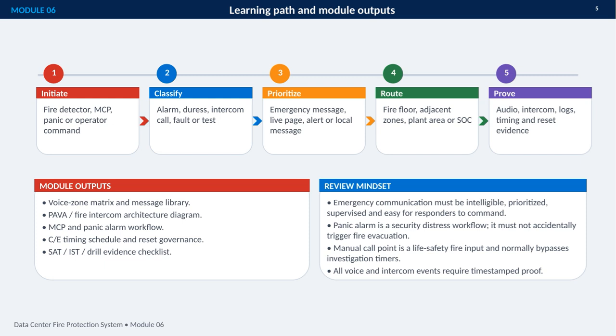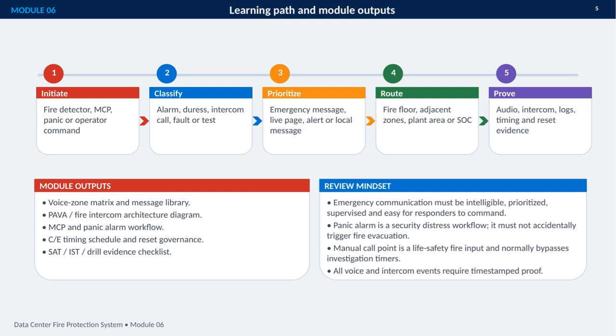The module outputs include the voice zone matrix, message library, PAVA and fire intercom architecture, MCP and panic workflows, timing and reset governance, and evidence checklists for testing and drills. The key review mindset is simple. Communication must be intelligible, prioritized, supervised, and commandable.